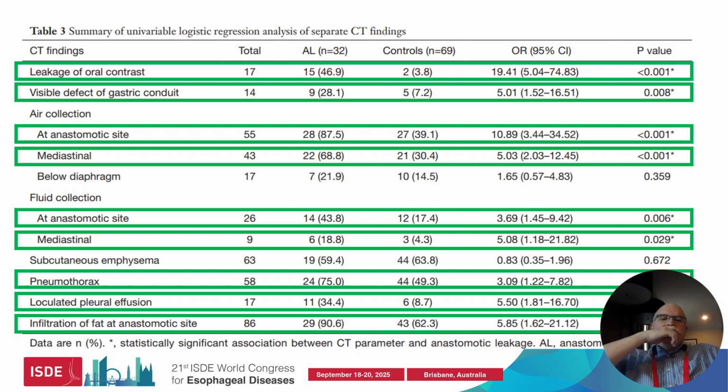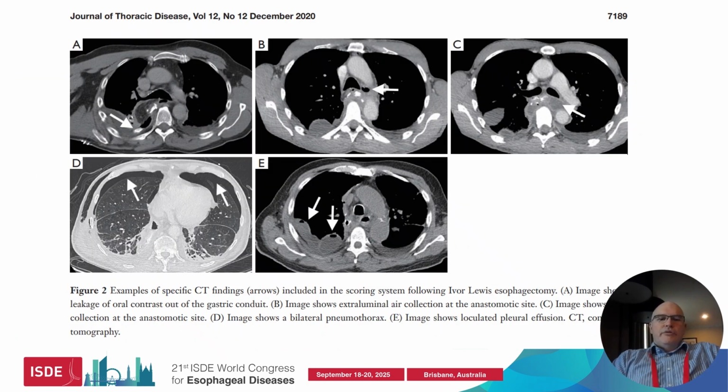They showed that CT findings of leakage of oral contrast, a visible defect, air collections either around the anastomosis or the mediastinum, or fluid collections, pneumothorax, loculated effusions, or infiltration of fat at the anastomosis were associated with leakage, and they showed various images of these features in their paper.